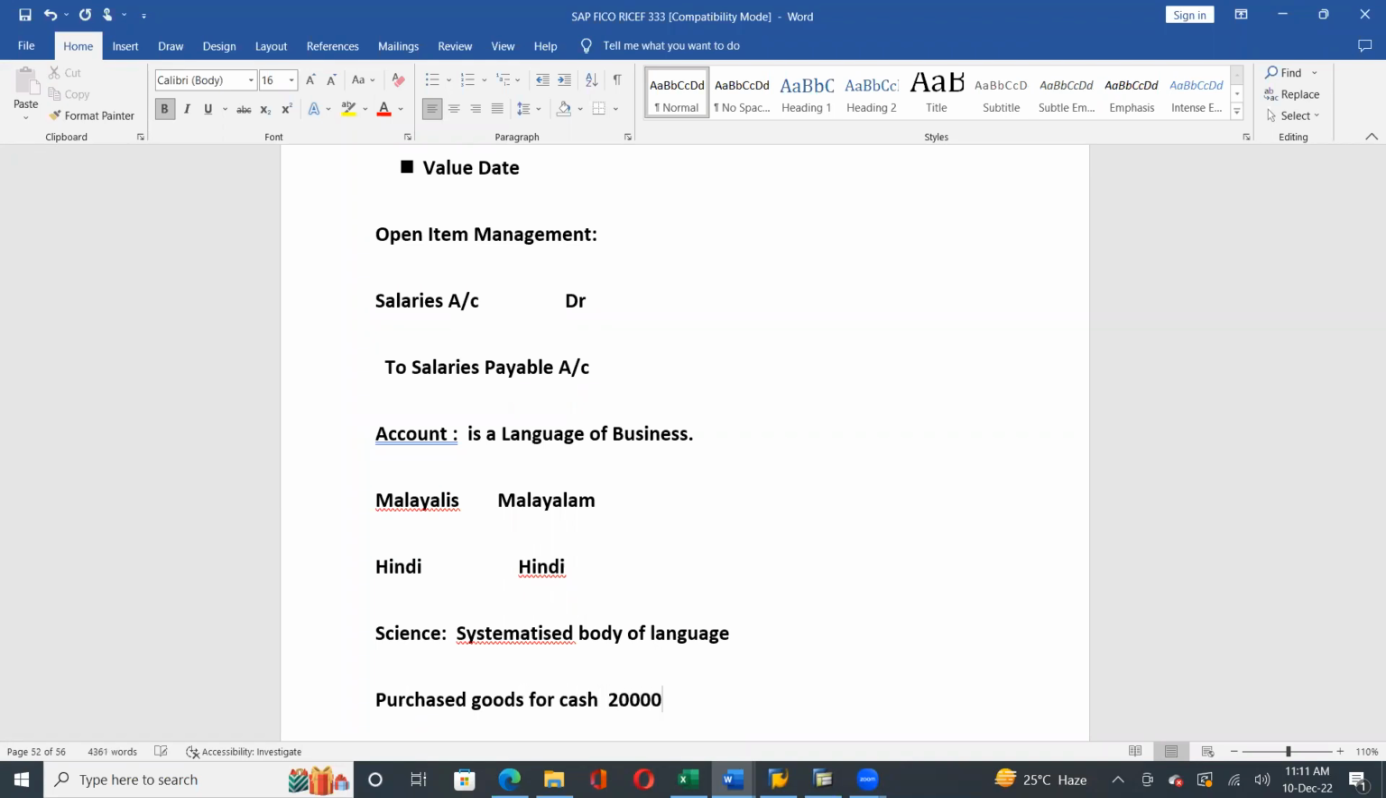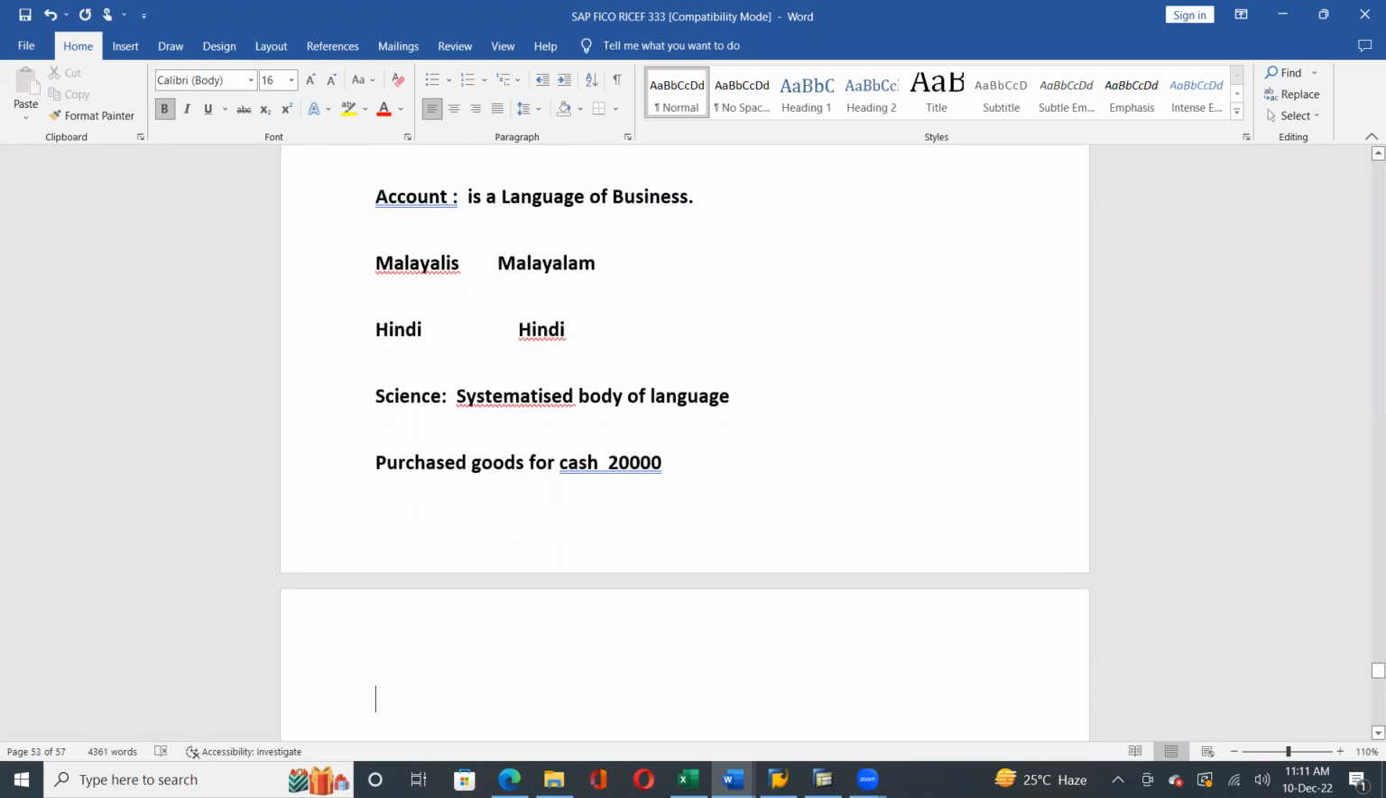What does it mean? Purchased goods for cash. Is it in which language? English. So normally we understand that. Okay, something we purchased by paying cash, correct?